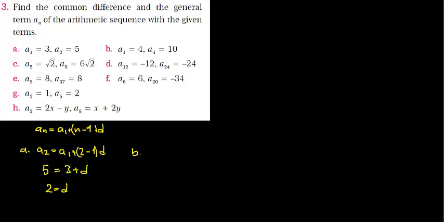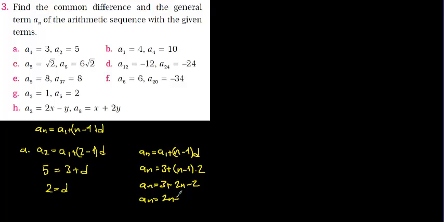For the general term, we are going to use the same formula again. an is equal to a1 plus n minus 1 times d. an is equal to, here a1 is 3, plus n minus 1 times 2. an is equal to 3 plus 2n minus 2, and an is equal to 2n plus 1.